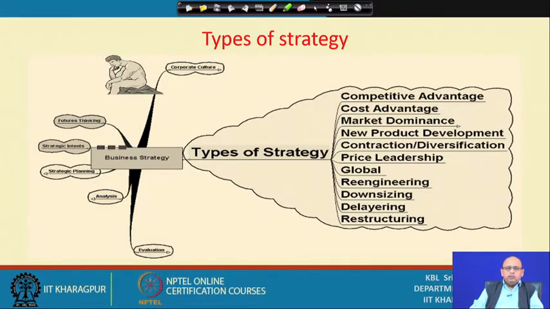Okay. So, we talked about two kinds of things related to strategy. That is, there has to be some kind of alignment and consistency across strategy at different levels, right. Second, we talked about what could be various types of strategy. Basically, we are referring to these points, right.